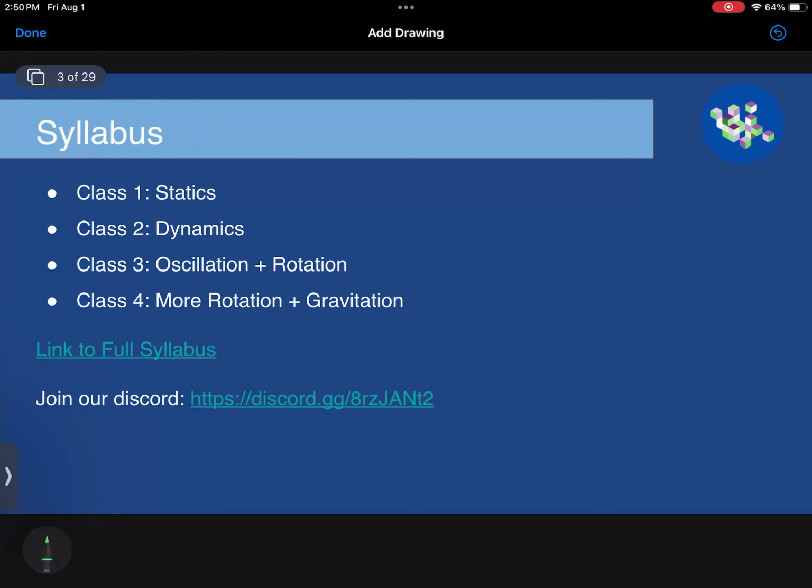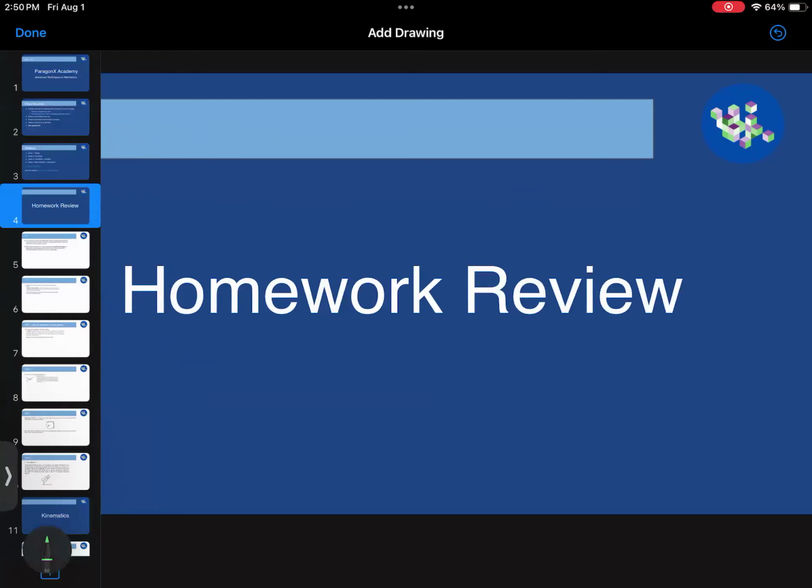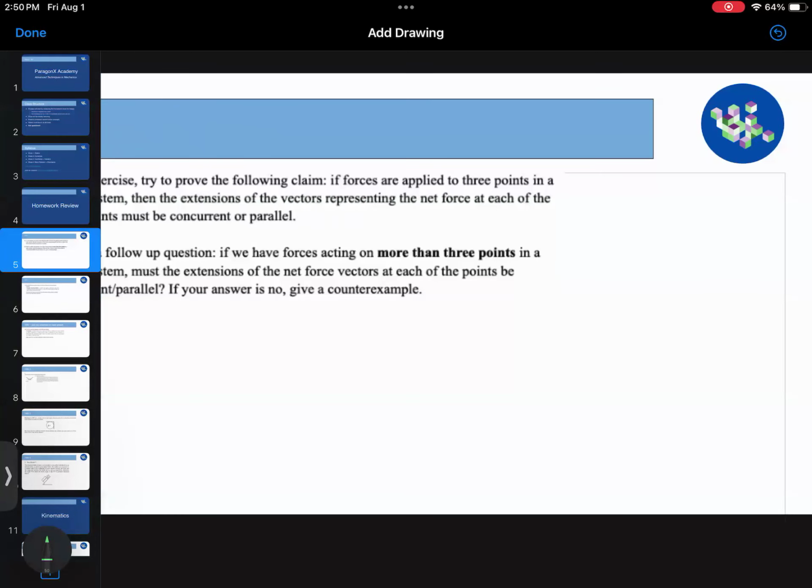This is a review of our syllabus. Last week we did statics. This week is dynamics. Next week we're gonna try to do oscillations and rotations, and then the week after, which is gonna be our last class, more rotations and gravitations. If you have not already, please join our Discord server. It's gonna be really helpful. It'll help communication between us and you, and it just helps everyone, right? Okay, let's get to some actual content for today.